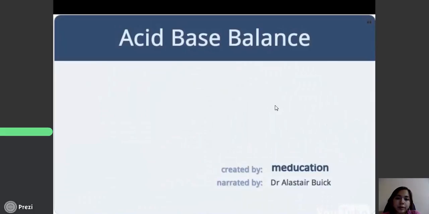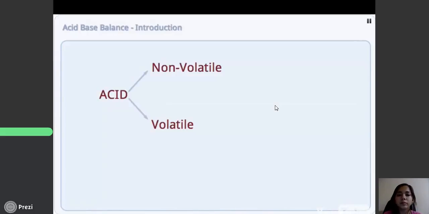The following tutorial is on acid-base balance. Acid-base balance occurs constantly each and every day due to metabolism, generating hydrogen ions. Two types of acid exist in the body, described as volatile and non-volatile. Non-volatile acids are generated from oxidation and metabolism of other molecules such as proteins.